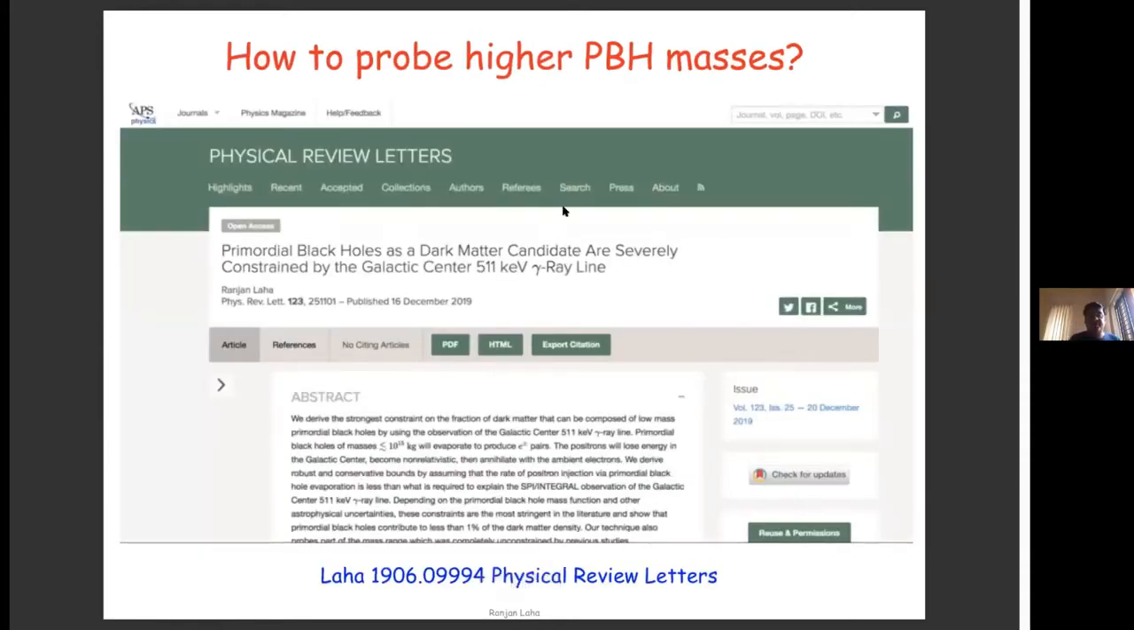So the first thing that I came up with is constraining primordial black holes from the measurement of the Galactic Center 511 keV gamma ray line. You can find the journal reference and the arXiv number here.